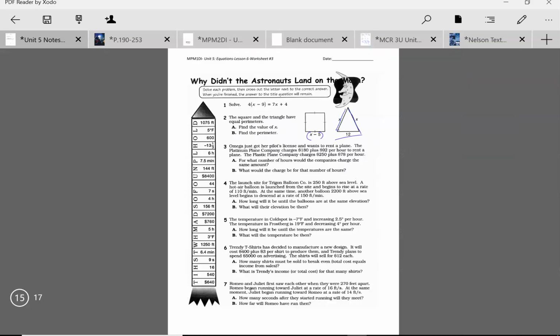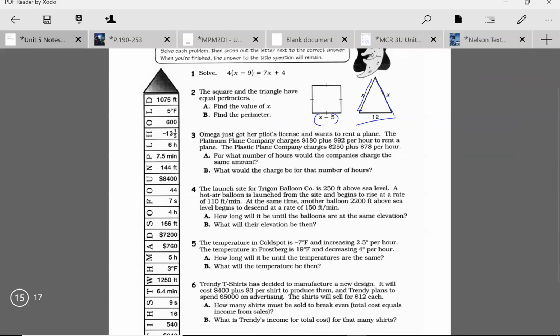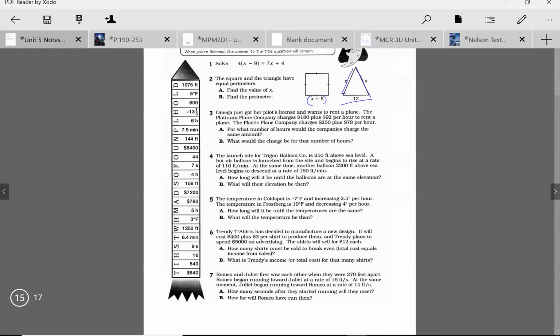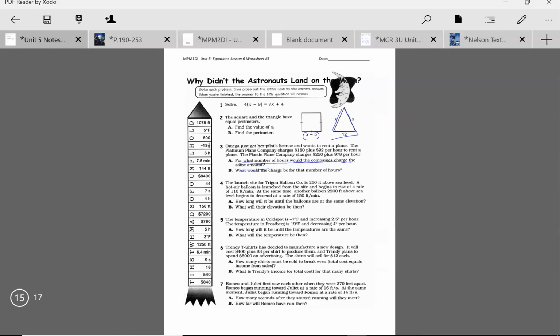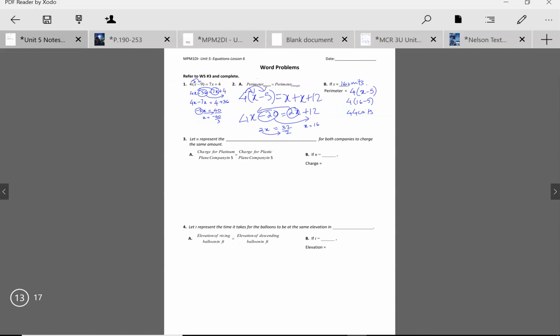Okay, let's read question number 3. Omega just got her pilot's license and wants to rent a plane. The Platinum Plane Company charges $180 plus $92 per hour to rent a plane. The Plastic Plane Company charges $250 plus $78 per hour. So again, very similar question. We have done one like this before. So again, question A is asking what number of hours would the companies charge the same amount, and we are going to set that as n here.